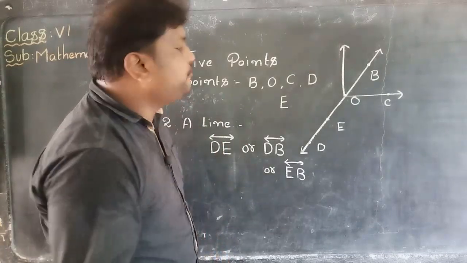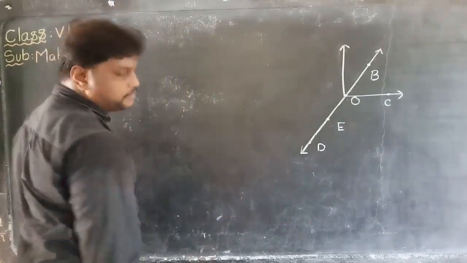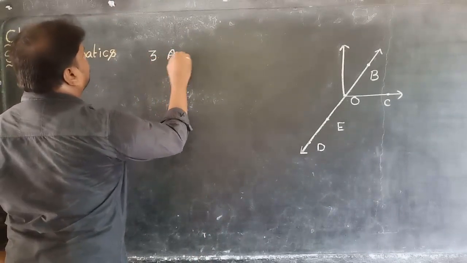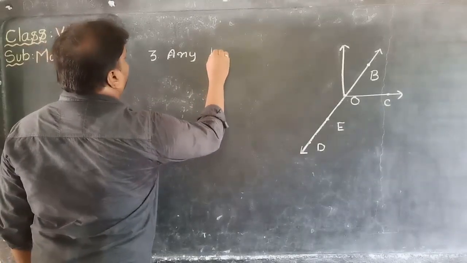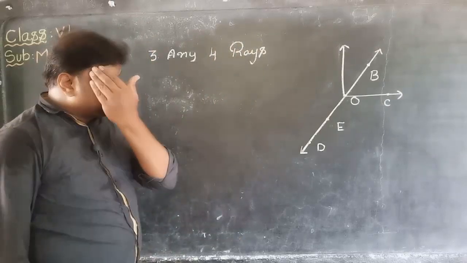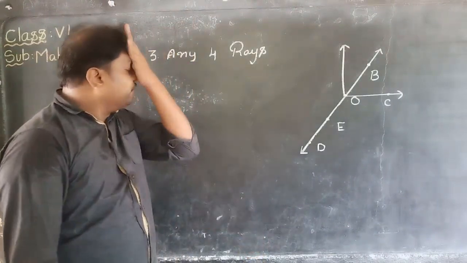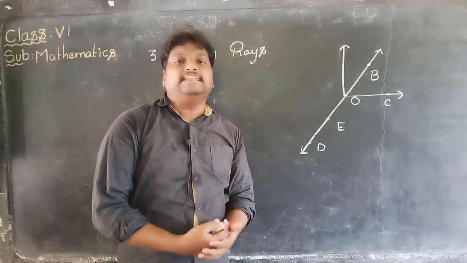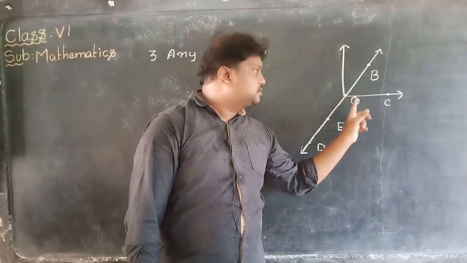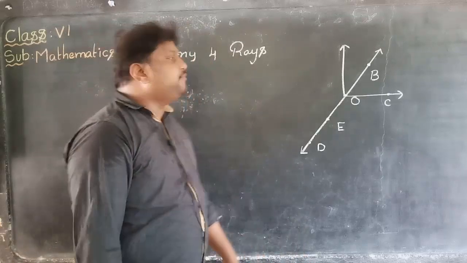Okay, next, any 4 rays. Third problem: any 4 rays. First of all, what is the meaning of ray? A ray has only one end point and at the other end there is no end. It continues and possesses an infinite number of points. We already discussed this last class. So, any 4 rays.